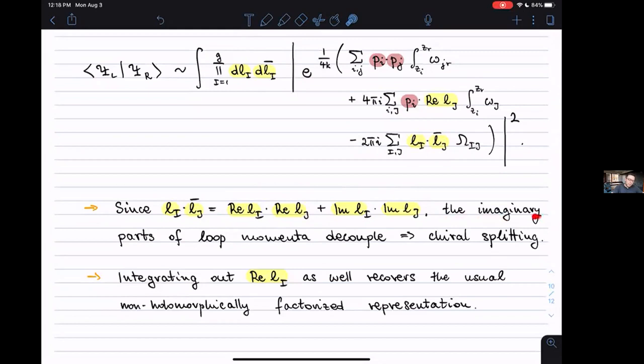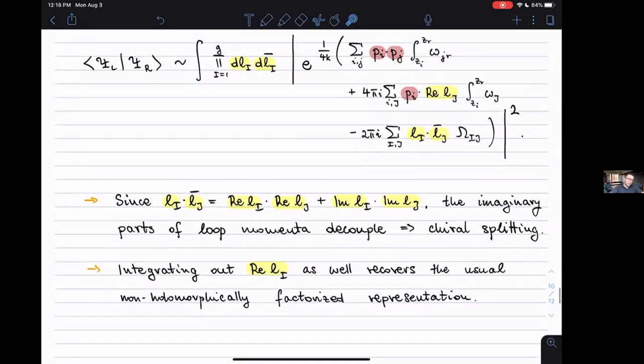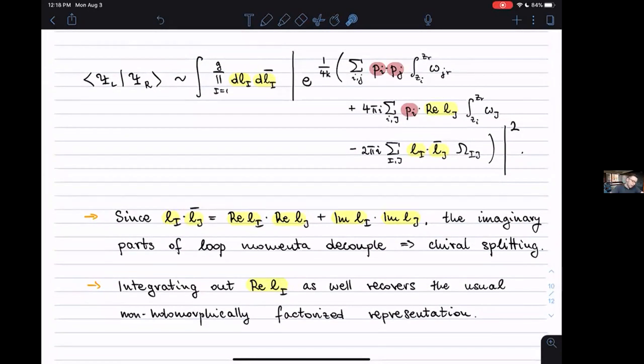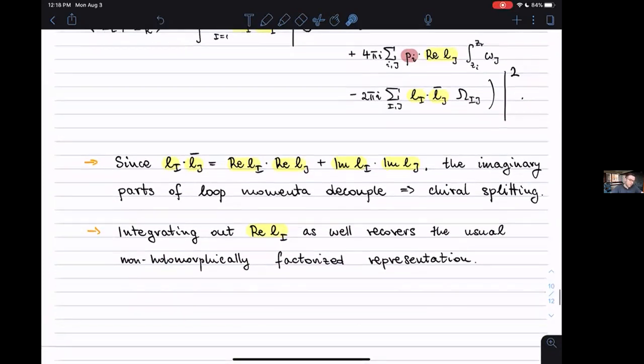That means that the imaginary parts of the loop momenta decouple, and after we just integrate them out, it's just Gaussian. We obtain the chiral splitting of D'Hoker and Phong in exactly the way that they wrote it in their papers. And of course, additionally, integrating out also the real parts of the loop momenta will recover the usual non-holomorphically factorized representation of scattering amplitudes.